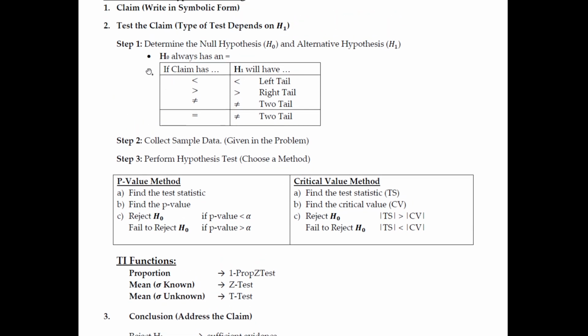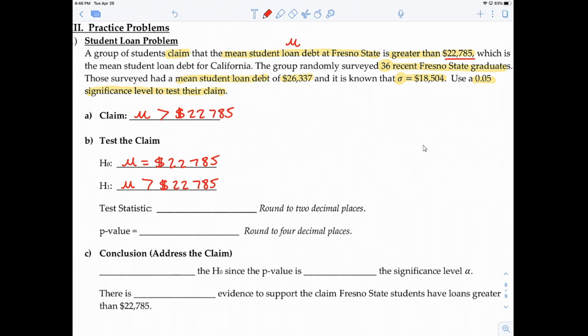There should be another bullet point here. The null always has an equal sign. The alternative, these are the signs for the alternative, and it depends on what the sign in the claim is, right? So following this table and always knowing that the null hypothesis has an equal sign would always give you the correct symbol here. All right, so now we have to figure out the test statistic and the p-value.